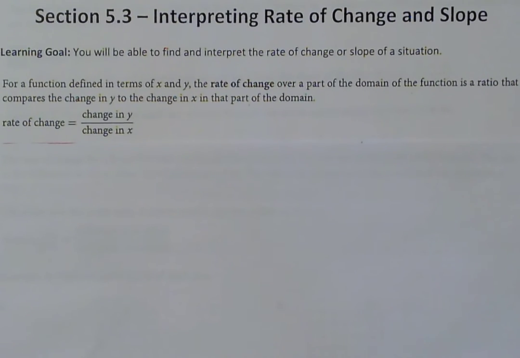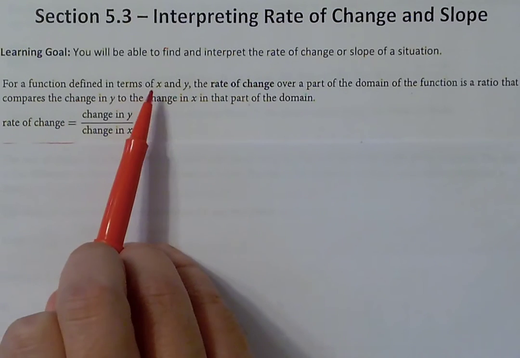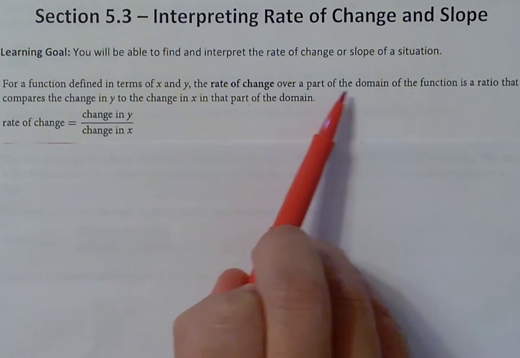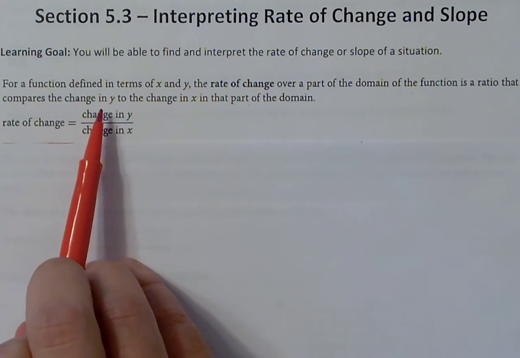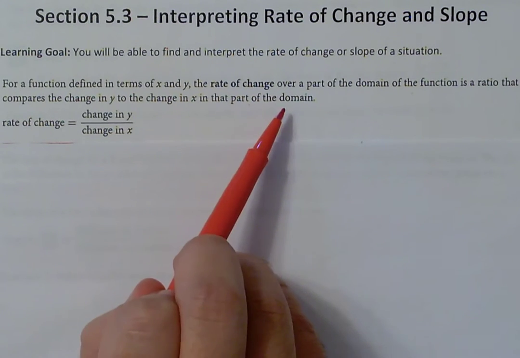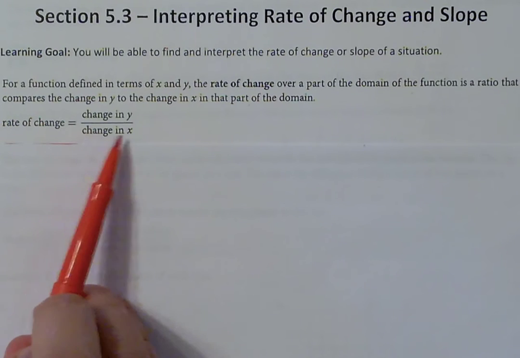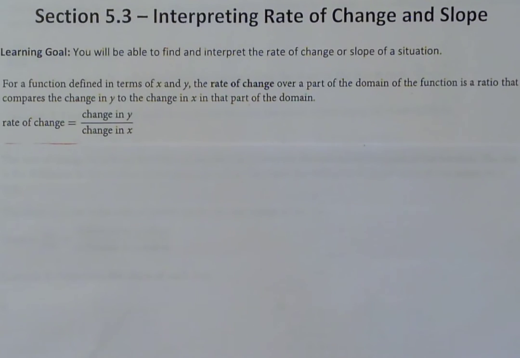Alright. For a function defined in terms of x and y, the rate of change over a part of the domain of a function is a ratio that compares the change in y to the change in x in that part of the domain. So rate of change equals change in y over change in x. So anytime that we're talking about a rate of change, we're talking about the change in y over the change in x.